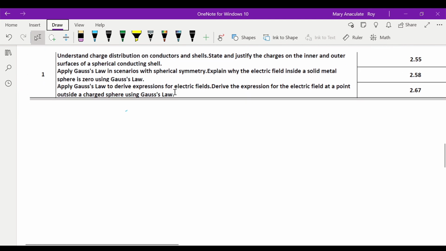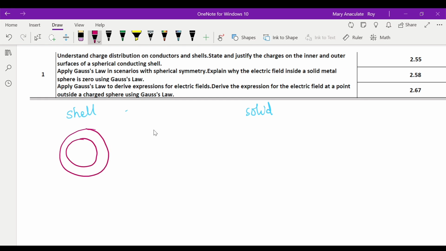Now, what the first objective expects you to learn is that you need to justify the charges on the inner and outer surfaces of a spherical conducting shell. So what's the difference between a shell and a solid sphere? A shell will have the inside hollow, as you all know. You should imagine this to be a 3-dimensional surface. Inside is hollow, so you have the charges distributed on this area only, right?